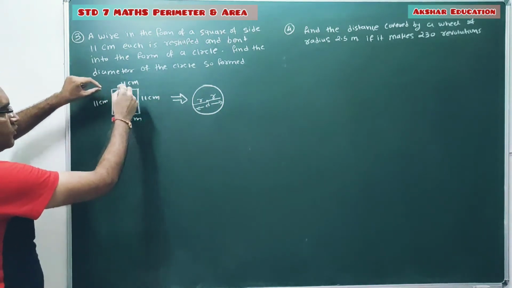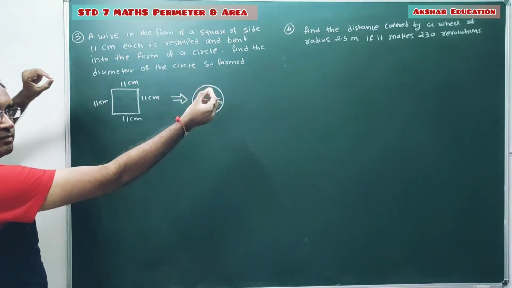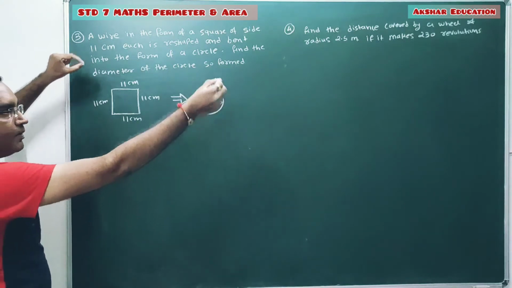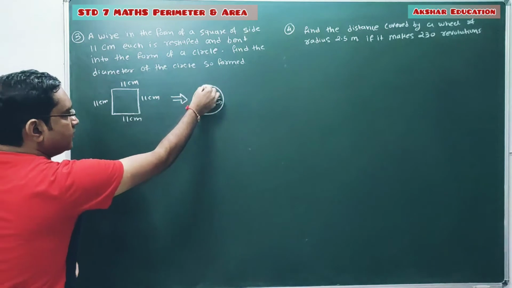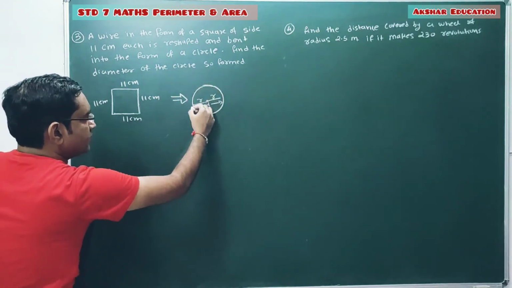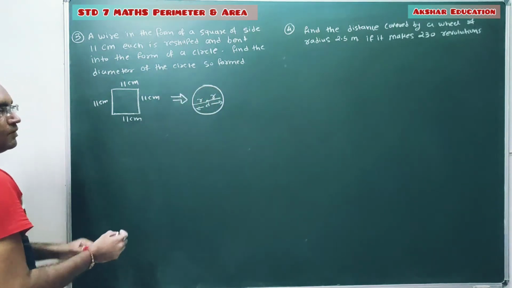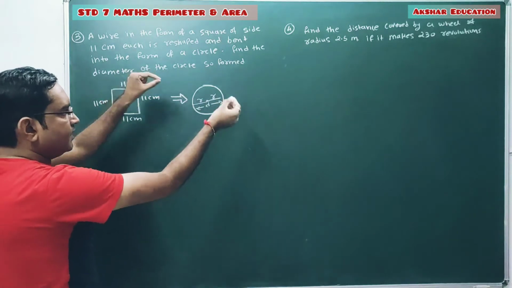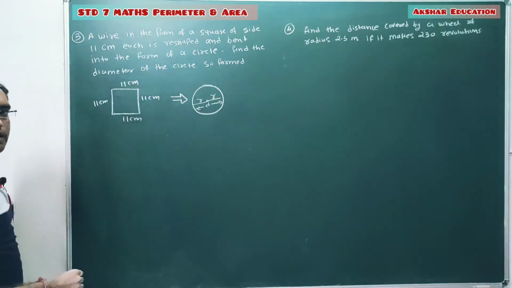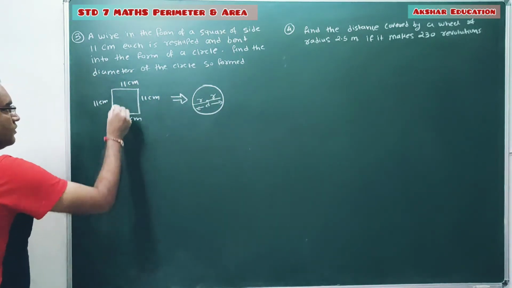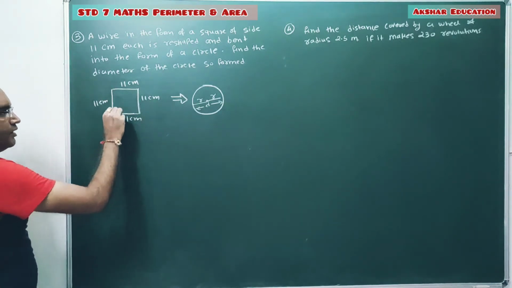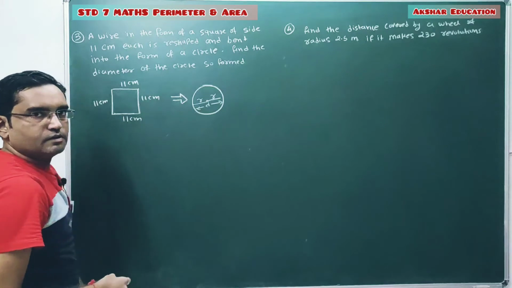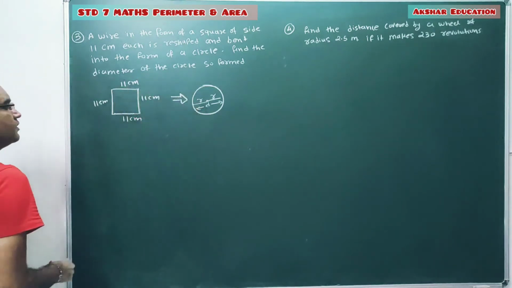So perimeter of the square is nothing but the total length of that wire, and that wire now rebent into the circle. So this total length, or you can say this circumference of circle, is nothing but the length of the wire, and that length of the wire is nothing but the perimeter of this square. So the total length of this wire, or you can say perimeter of this square, is nothing but the perimeter of this circle. So you will get the radius of this circle.